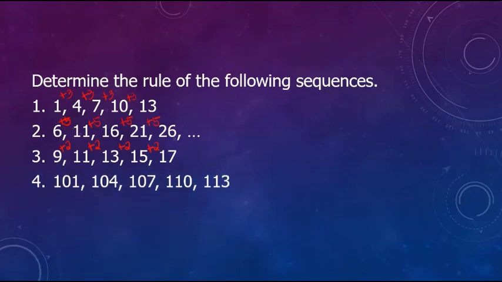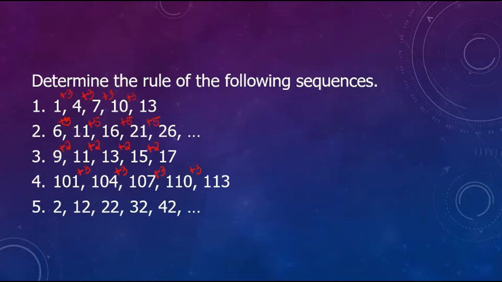Next, we have 101, 104, 107, 110, 113. How can we obtain the next term or succeeding terms of this given sequence? Okay, again, you add 3. So, 101 plus 3, that is 104. 104 plus 3, that is 107. 107 plus 3, that is 110. And 110 plus 3, that is 113.